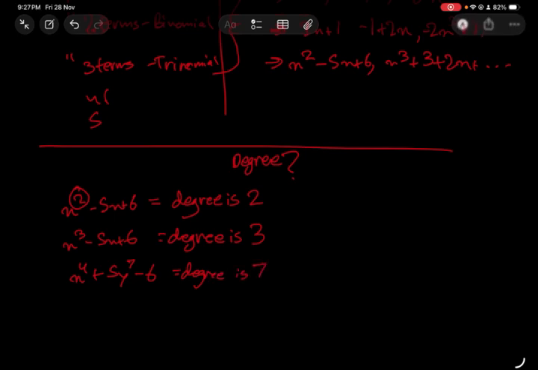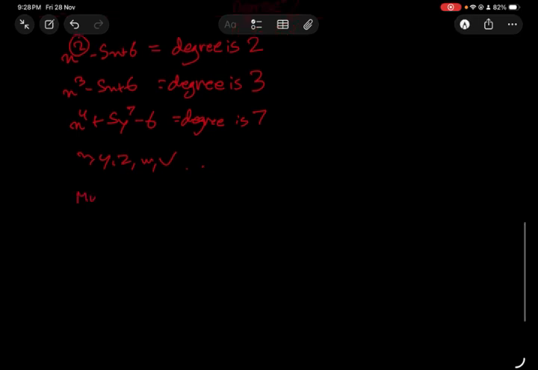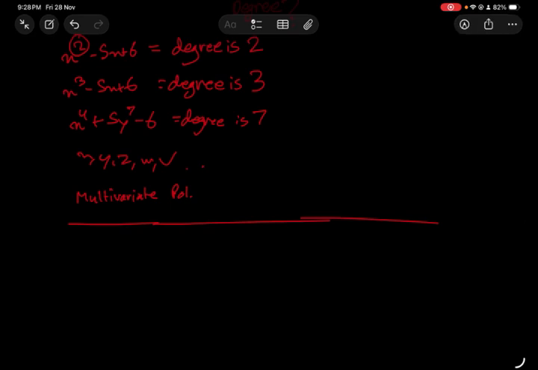So a polynomial can have more than one variable too. It can have x or y or z or w or v, etc. Now these polynomials with more than one variable are called multivariate polynomials. Now let's talk about the types of polynomials with respect to the degree.